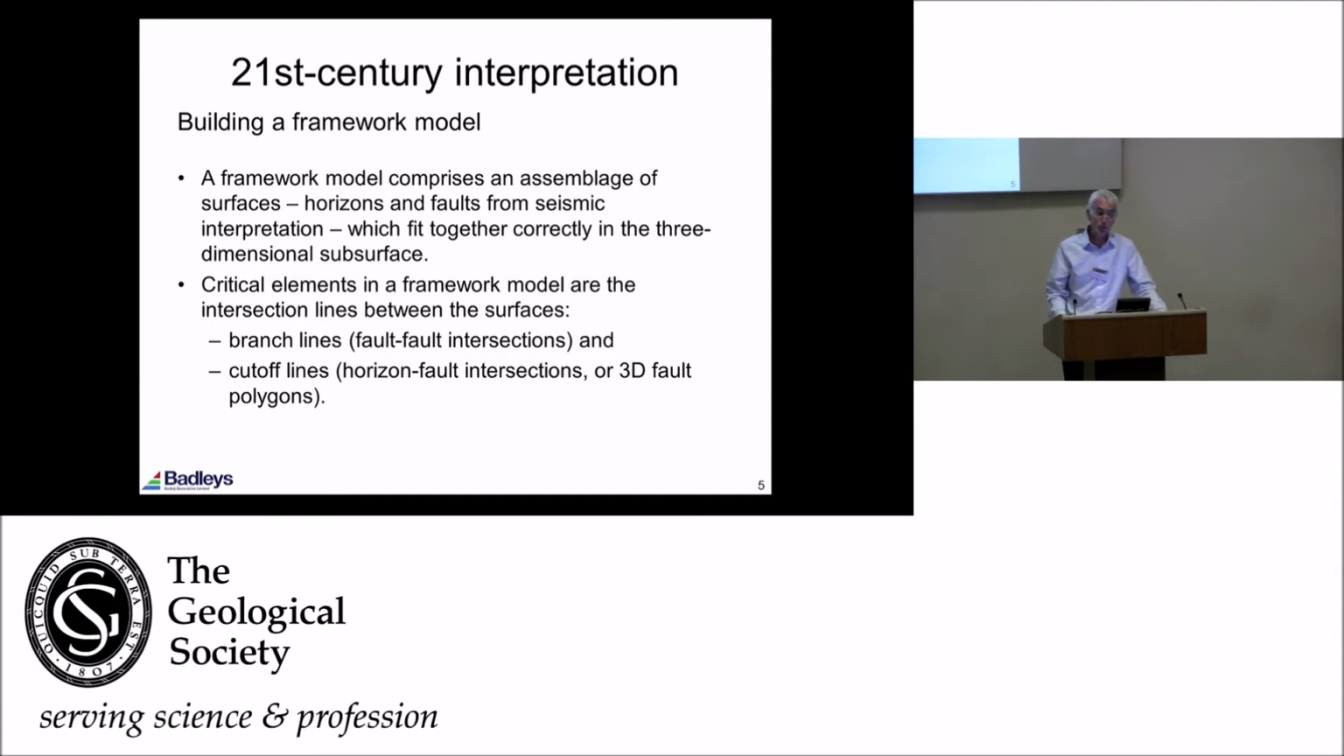So the critical elements in making that fit correct are the lines of intersection between the different kinds of surfaces. So we have fault-fault intersections, which in structural geology terms are branch lines, and we have fault-horizon intersections, which in structural geology terms are the separation polygons or cut-offs, which we often just simply refer to as fault polygons.